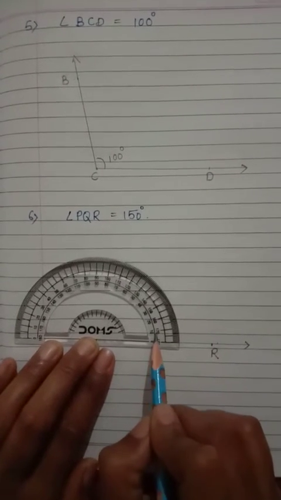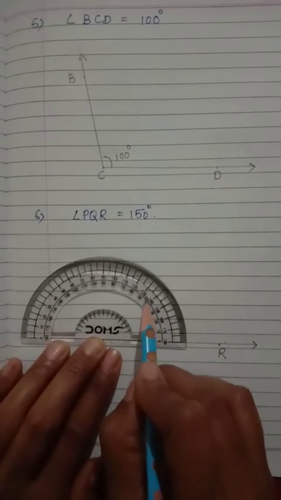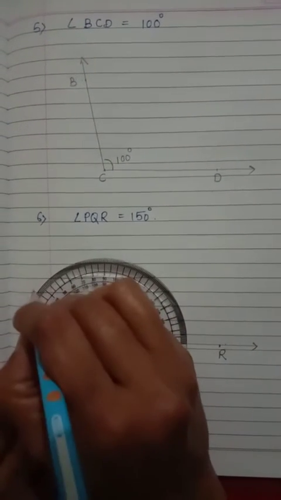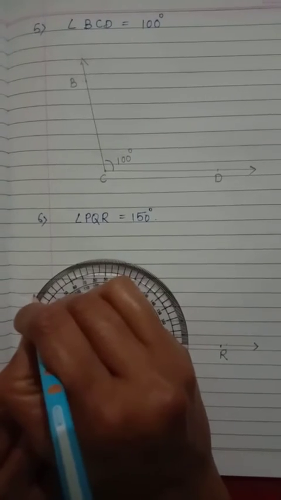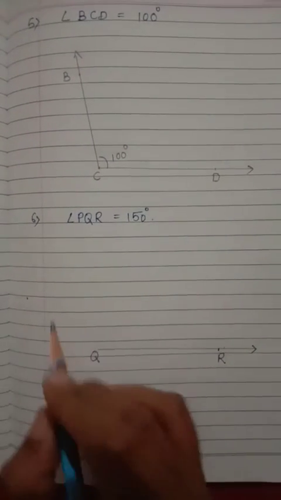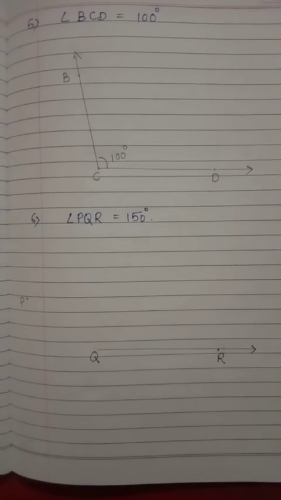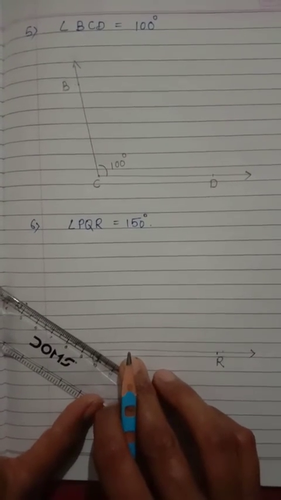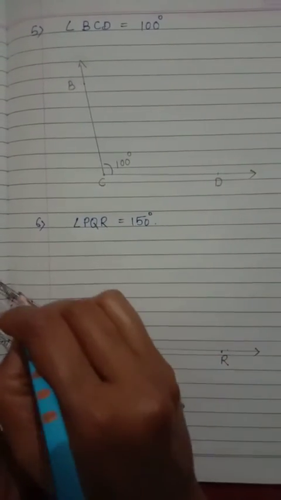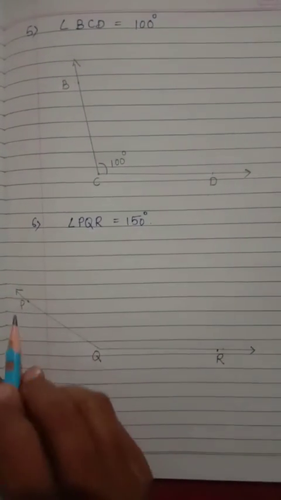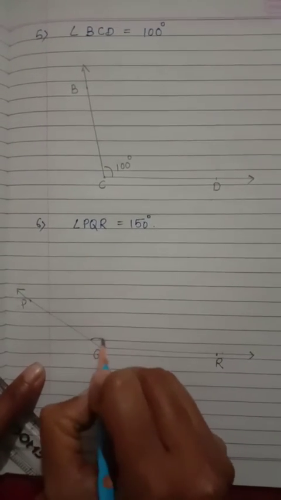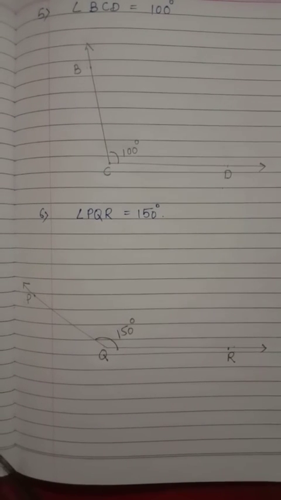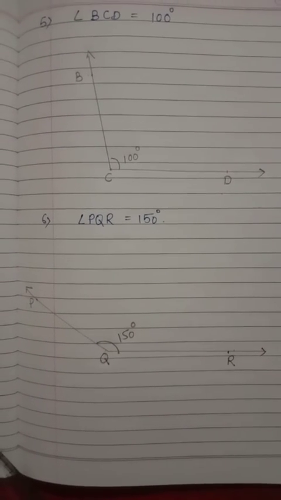So this is 0, 10, 20, 30, 40 and so on. If we move on the left hand side, here we get 150 degree. So here I am going to mark the point P. And then we join this point P with the Q using ruler. So this is the angle PQR which is of 150 degree. So children, likewise you can draw any angle by using protractor.